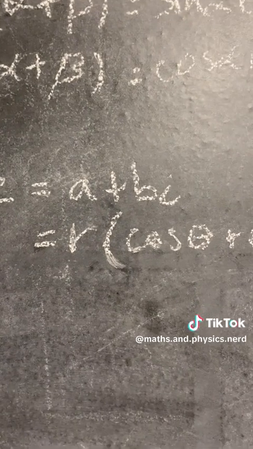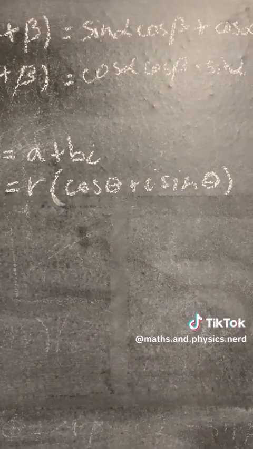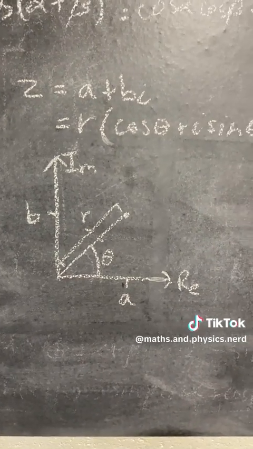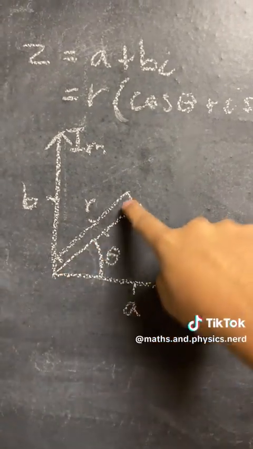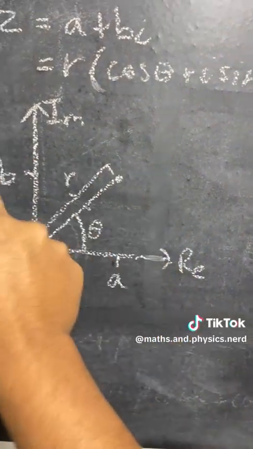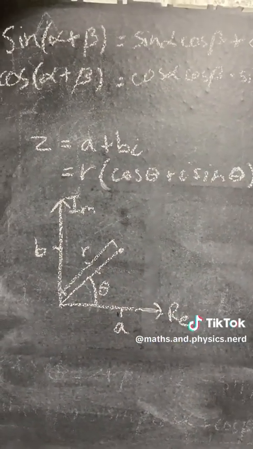Now, another thing to note about complex numbers is if we had a complex number z equal to a plus bi, it can also be represented as r multiplied by cos theta plus i sine theta. All this really means is that there are two different ways of representing the same thing. You can either use the length and the angle, or you can use the different components a and b.